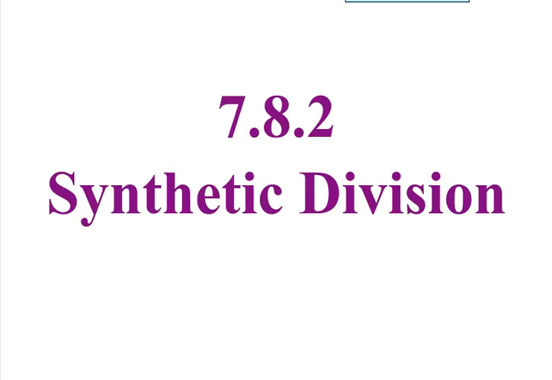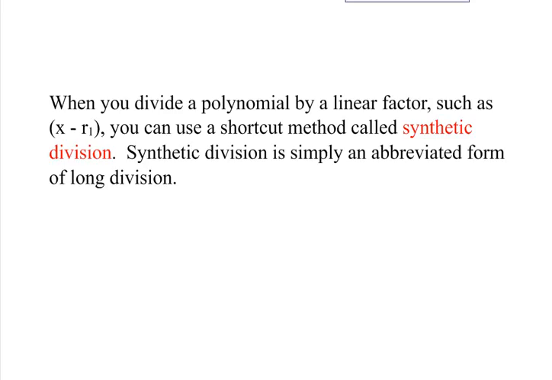All right, here we go. Section 7.8.2. We're talking today about what's called synthetic division. We're going to start by defining. When you divide a polynomial by a linear factor, such as x minus r sub 1, you can use a shortcut method called synthetic division. Synthetic division is simply an abbreviated form of long division.